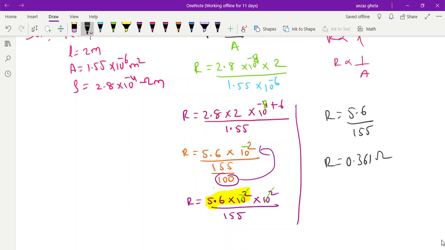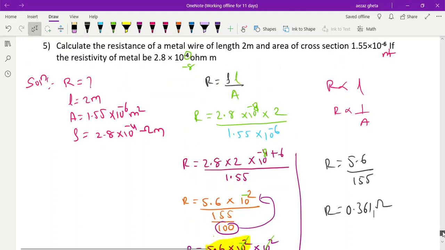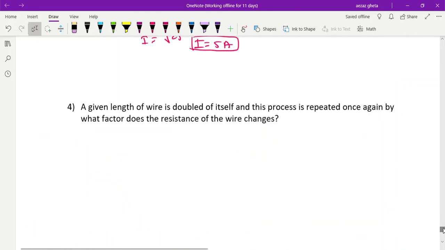So the major thing is that you should know the calculation part. The rest is understandable. I hope you all understood. If there is any doubt, just let me know, message me. And there is one more question, which should be solved by yourself. A metal wire is doubled, the length of the wire is made double of itself, and this process is repeated once again. Then what will be the change in the resistance of the wire?